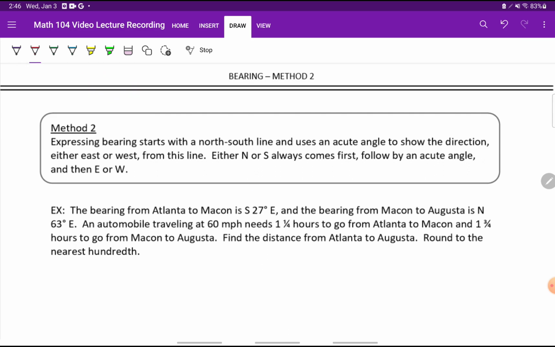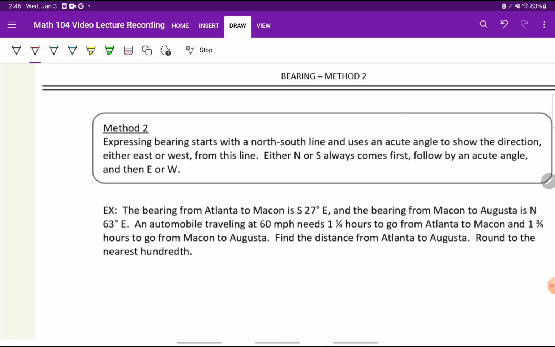I actually prefer this bearing method. So we'd have something like north 15 degrees to the west. That means start with a due north line and then rotate 15 degrees towards the west, using our cardinal directions. It'd be right here.